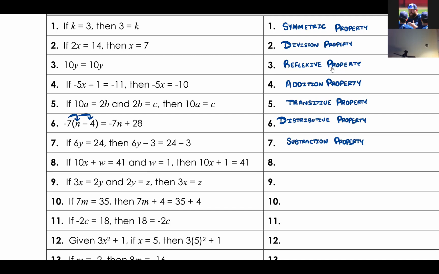Number 8. If 10x plus w equals 41 and w equals 1, then we can say 10x plus 1 equals 41. What changed? They added what? Did they really add a 1? The 1 was always there, but what was it before? It was a w. So in the first expression, we had 10x plus w, but in our second one, we had 10x plus 1. What do we call it when somebody replaces another? Substitution.